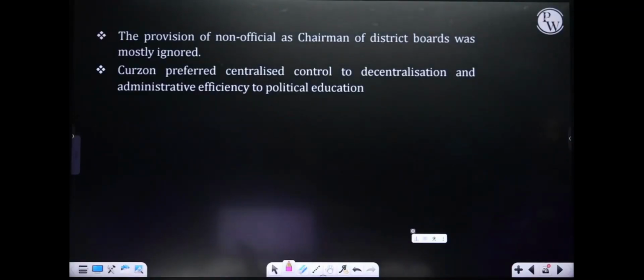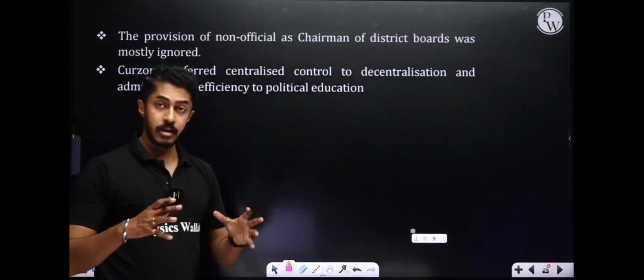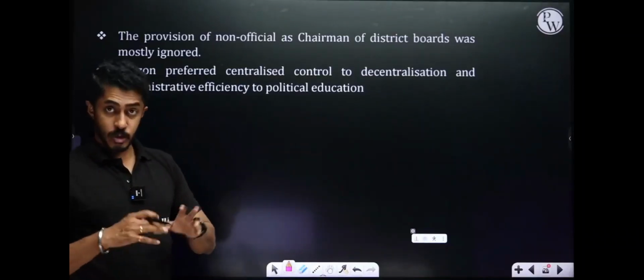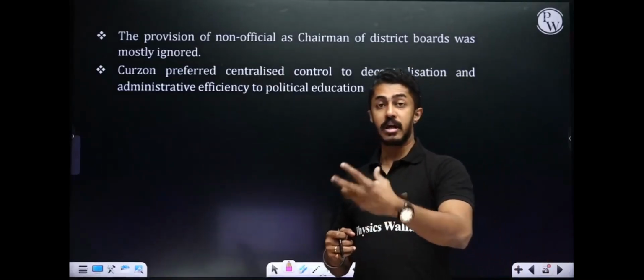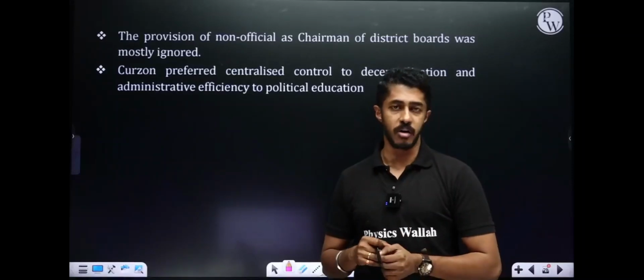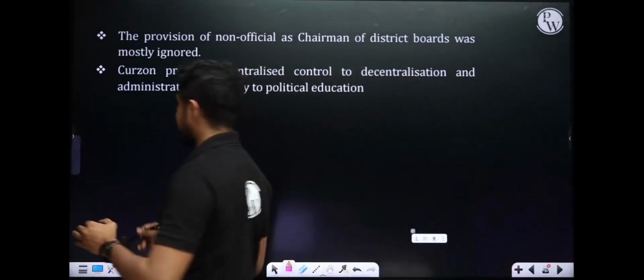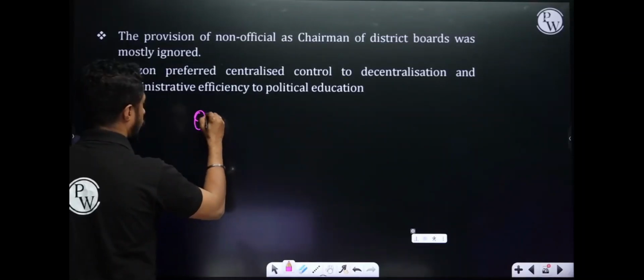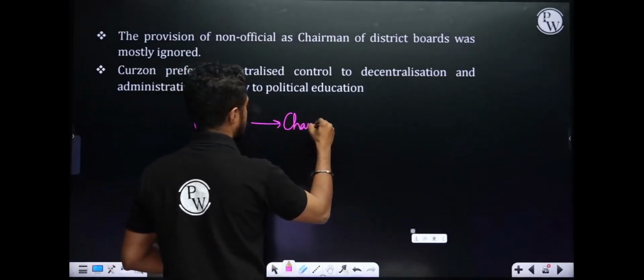The provision of non-official as chairman of district boards was mostly ignored. Curzon preferred centralized control to decentralization and administrative efficiency to political education. So Lord Ripon wanted the Indians to be politically educated so that they are capable of self-government in the future. They should have a taste of how it is to be in a democracy and all of that. Curzon was like, nothing doing. I want efficiency. So for efficiency, I need what? I need officials as the chairman.